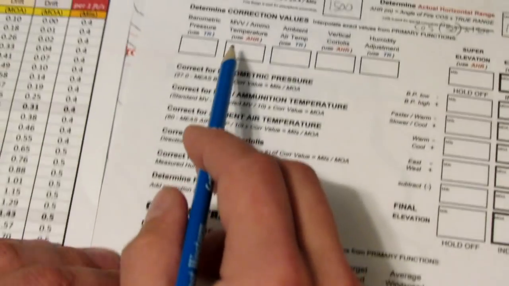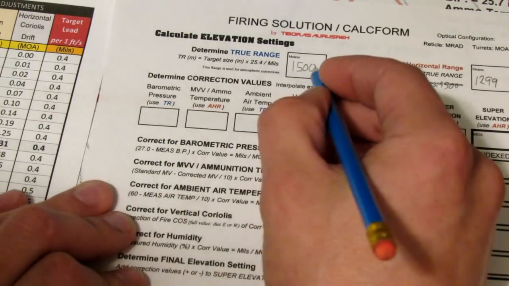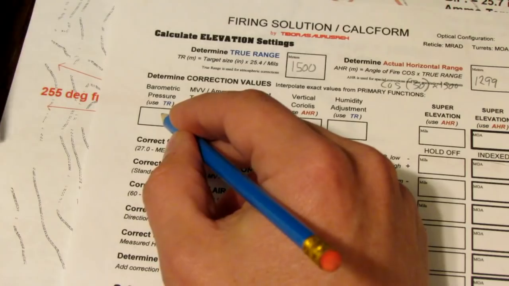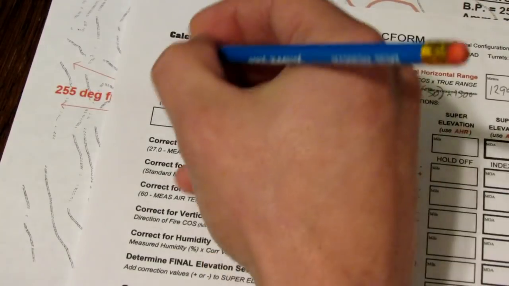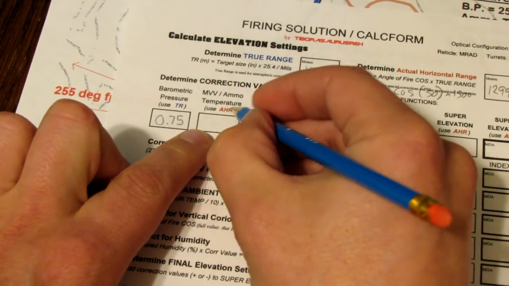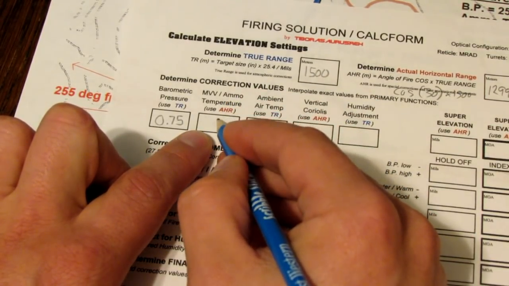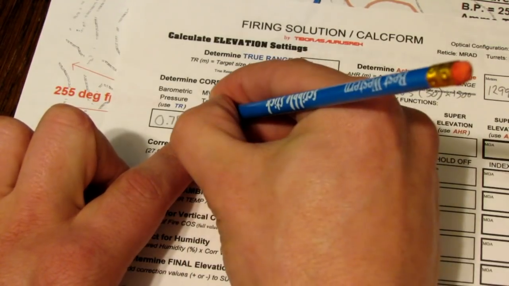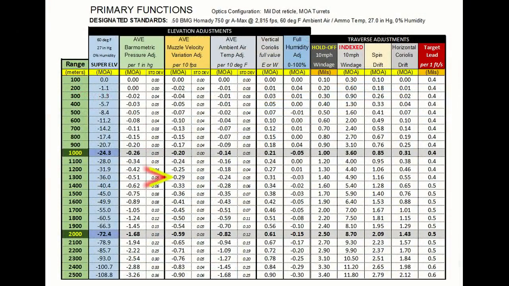The nice thing about this calc form is it's telling us that we need to use the true range right here to determine this value. So our barometric pressure correction value at 1,500 meters is 0.75 minutes of angle. Then we're going to look at the actual horizontal range, 1,299, to determine our muzzle velocity variation correction value. On the primary functions table we're going to use 1,300 meters because that's real close to 1,299, and that correction value is going to be 0.29.